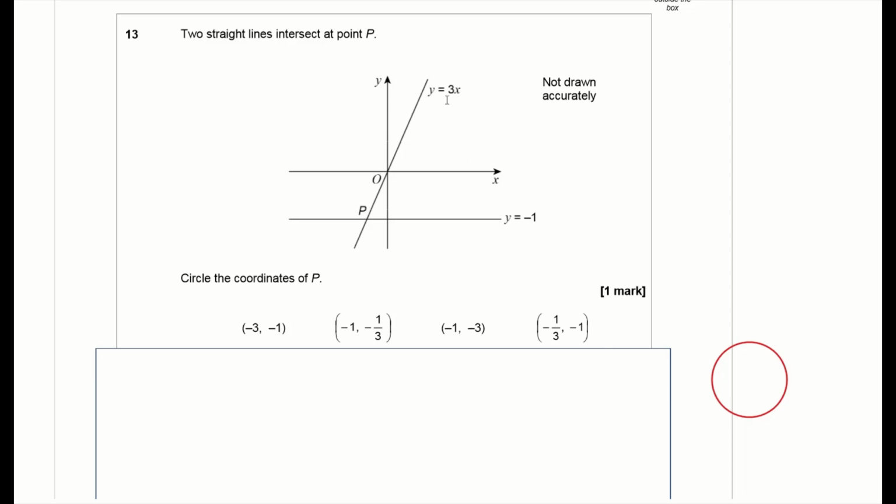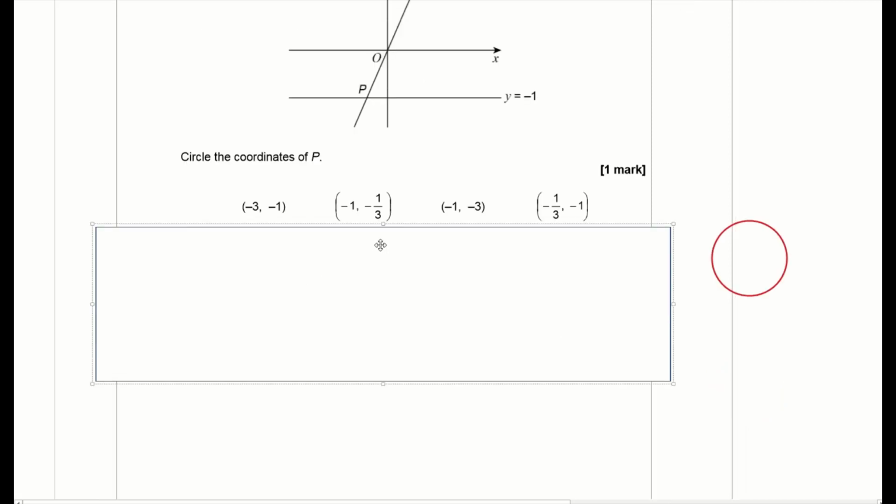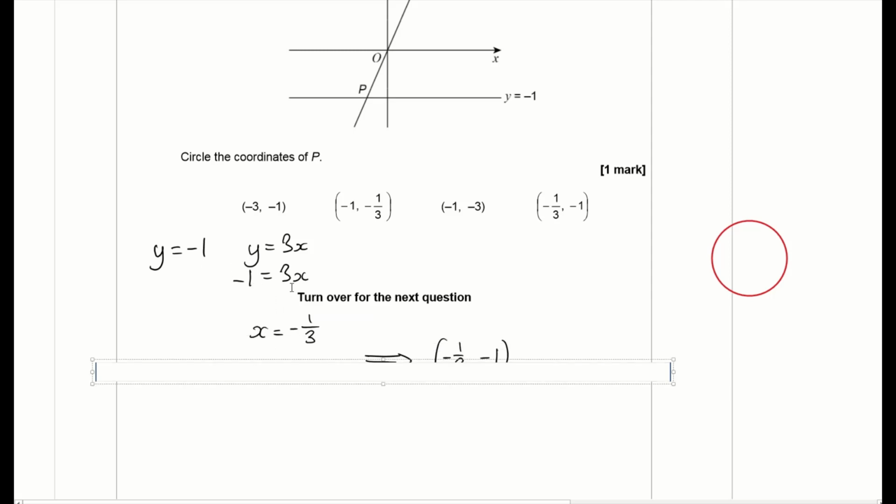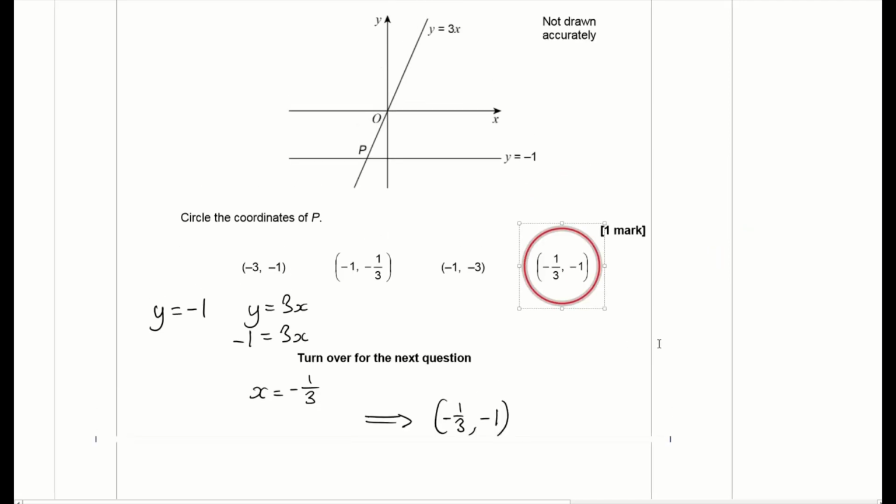Now we do that by looking at y equals 3x. Now if y is equal to -1 on that line, then if we substitute y equal to -1 into y equals 3x, we can rearrange and solve for x. So -1 equals 3x, which means that x would have to equal -1/3 just by dividing by 3. So the correct answer would be -1/3, -1, as shown there.